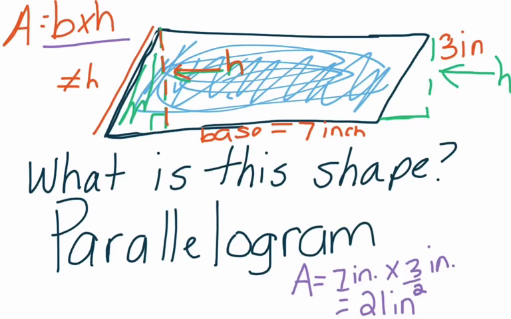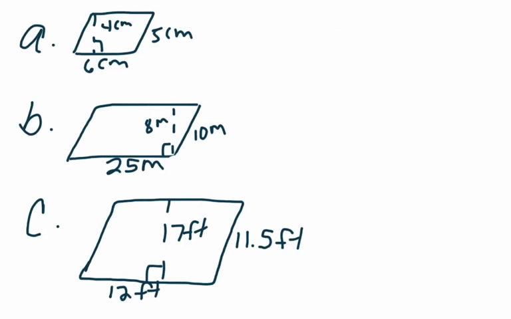Please remember, you always have to have your units. You always have to have it squared when finding area. Okay, the next slide, I am going to give you time to calculate the area. We'll do A together, and then I'll have you do B and C on your own. Okay, now you see 3 sets of numbers here. You see 4 centimeters, you see 6 centimeters, and you see 5 centimeters.